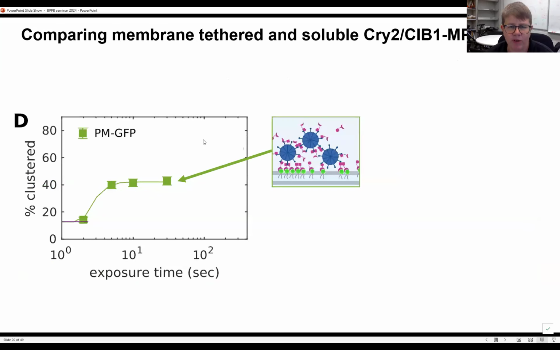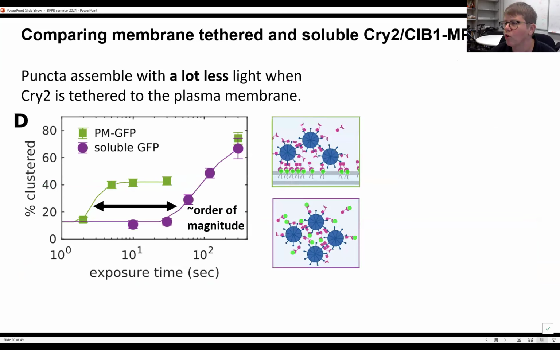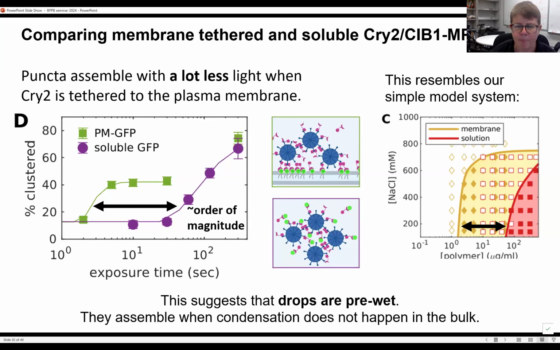Okay, so when we do that, and we have our membrane-bound GFP, we see that we need some amount of light in order to see puncta in our cells. But when we express a soluble GFP, so now no longer attached to a membrane, now we need a lot more light to see these puncta. And it's about an order of magnitude more light. And this is kind of reminiscent of what we saw in our simple system of polyelectrolytes, right? We needed about an order of magnitude more soluble polymer in order to be able to see wet domains versus pre-wet domains. So that's why we think these are probably pre-wet.